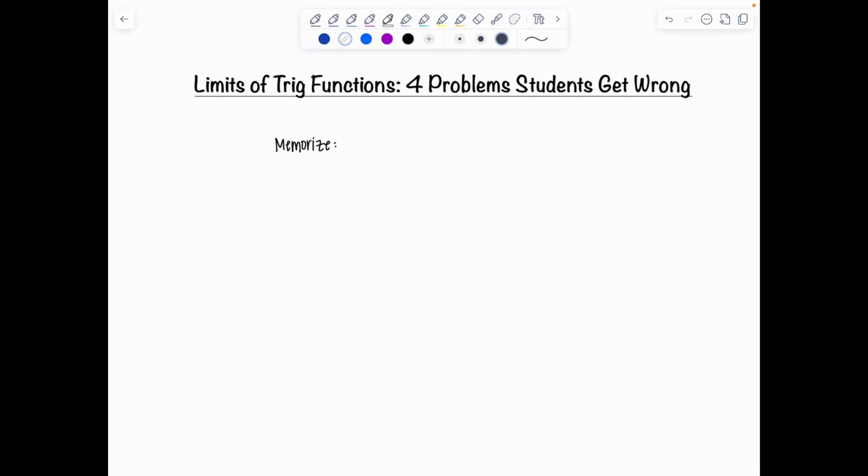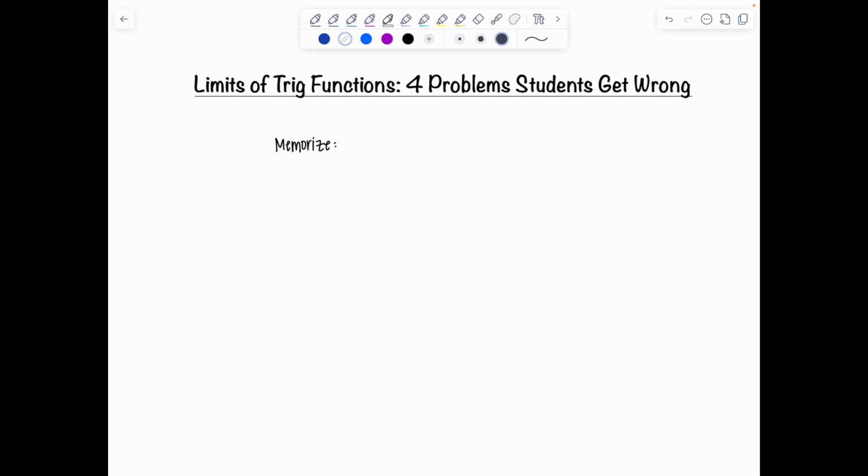Now, if trig limits have ever confused you, it's probably not because they're hard. It's because you're missing one key idea. I'm going to show you the exact types of problems students get wrong all the time. And once you see the pattern, they'll actually become really straightforward.